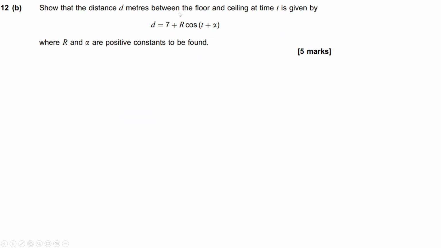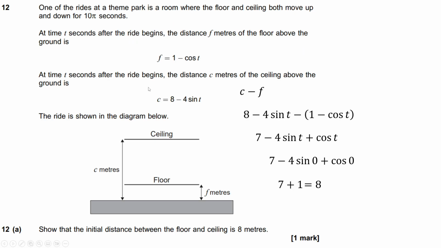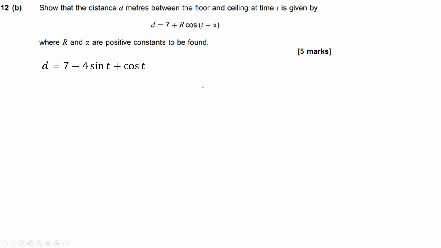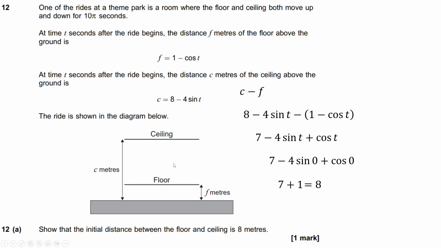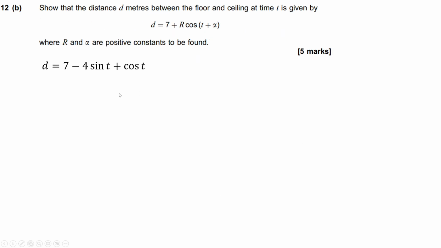Show that the distance d meters between the floor and the ceiling at the time t is given by this. Okay, let me actually see how I've gotten to that. The distance between these 2 points here, we've just said that's called d, and that's obviously just c take away f, with t being 0 plugged in. So that's where that comes from.